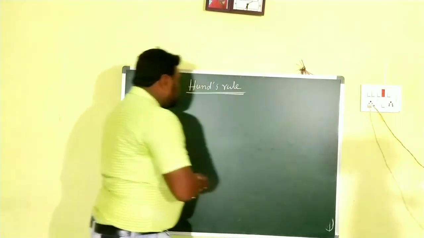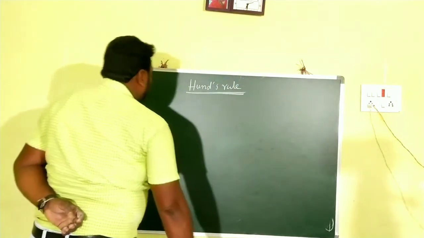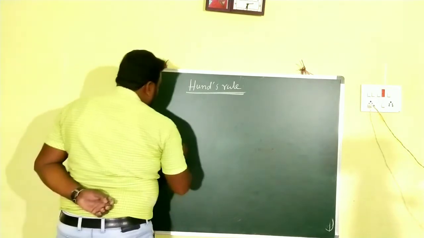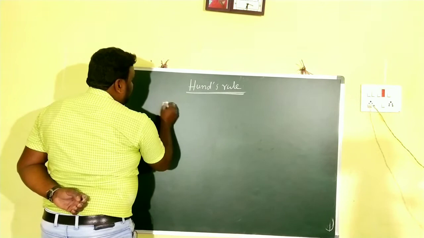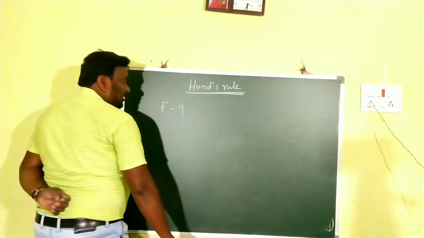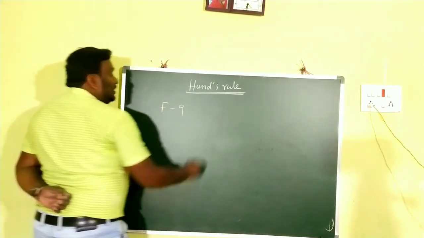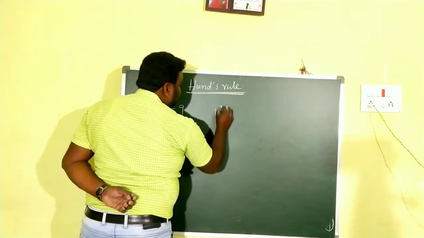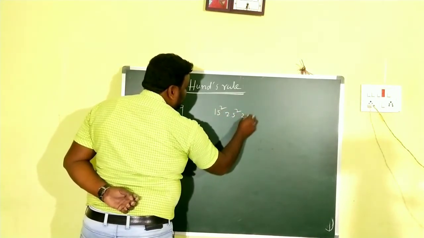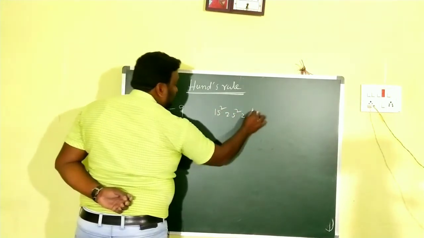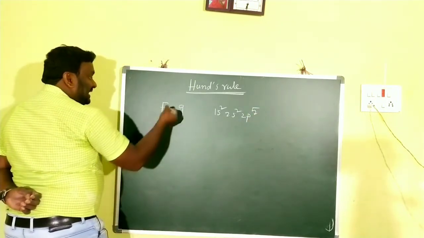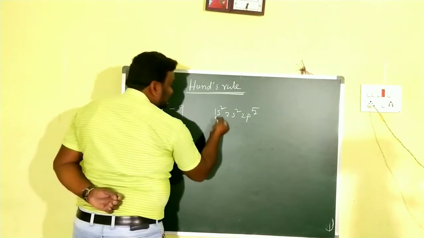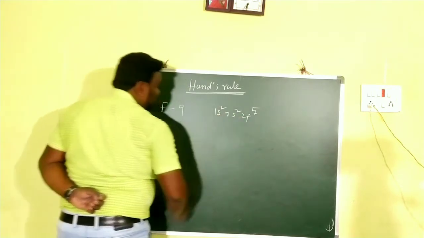Okay children, from the examination point of view, they will ask like this. Here I am going to take fluorine. The atomic number is 9, so 9 electrons are there. The configuration should be like this: 1s2, 2s2, 2p5.